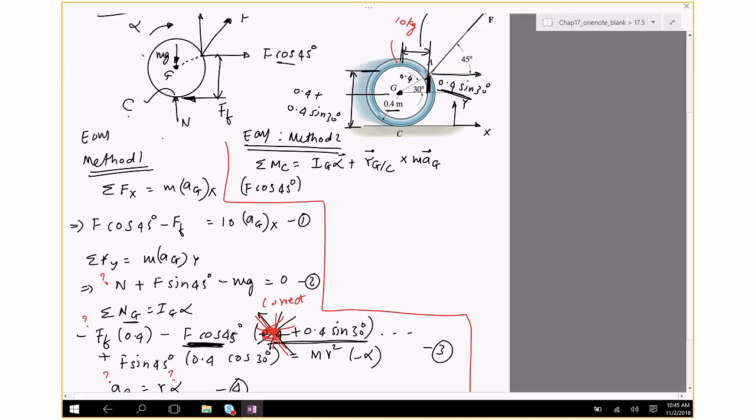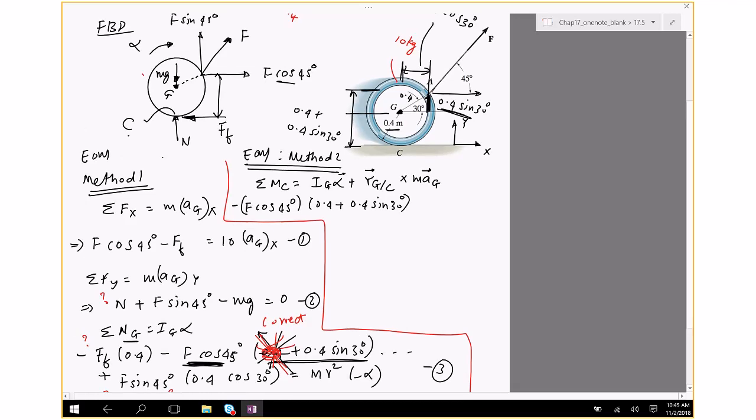Okay, because now we are looking at the distance from the ground, which is 0.4 plus 0.4 sine 30 degrees. Put it down here. So 0.4 plus 0.4 sine 30 degrees. And the effect of F cosine 45 is to create a clockwise torque, so it's negative.